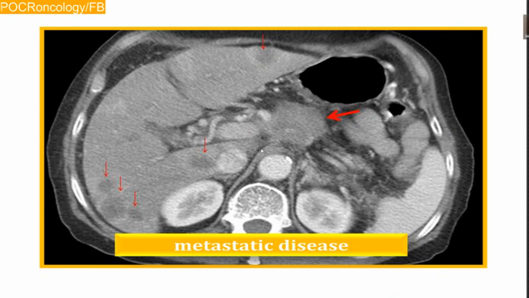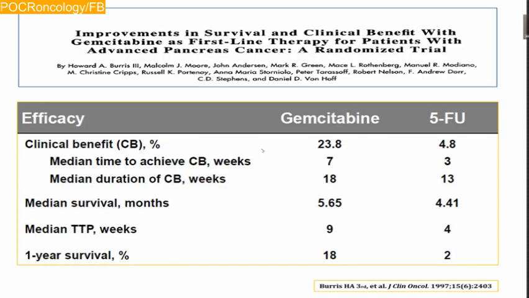So the most important now, what about the metastatic disease, which is almost 40% of our population. Now, we know going back to 1997, this is my birthday, by the way, in 1997, yeah.